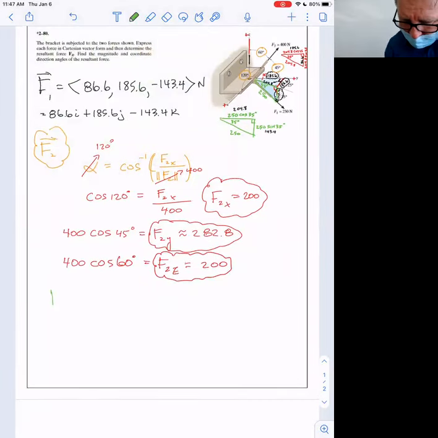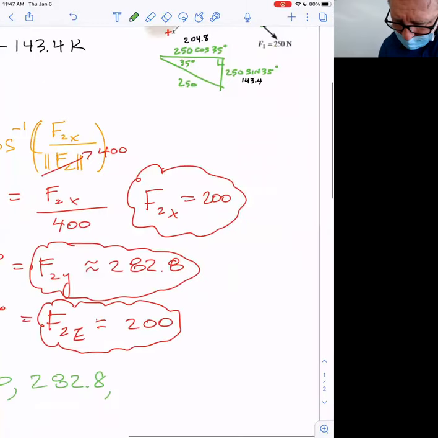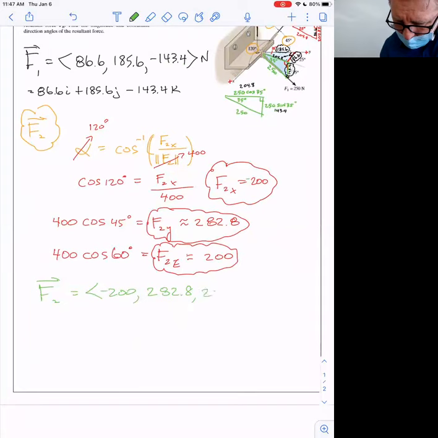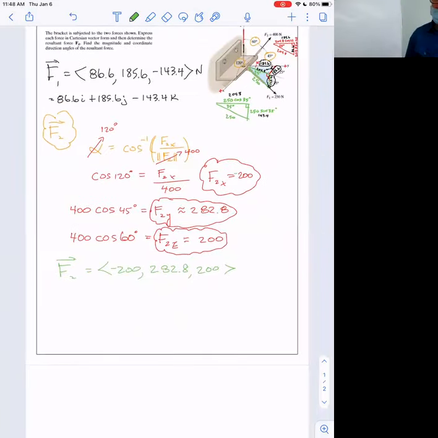So now I can say that force 2 as a vector is equal to, let's see, I'm going to stick with the bracket thing this time. Which one was x? X was 200, y was positive 282.8, and z was, well, they were all positive, weren't they? Didn't I screw one of these up? 200. This was negative, wasn't it? I screwed that up. The last one was positive.